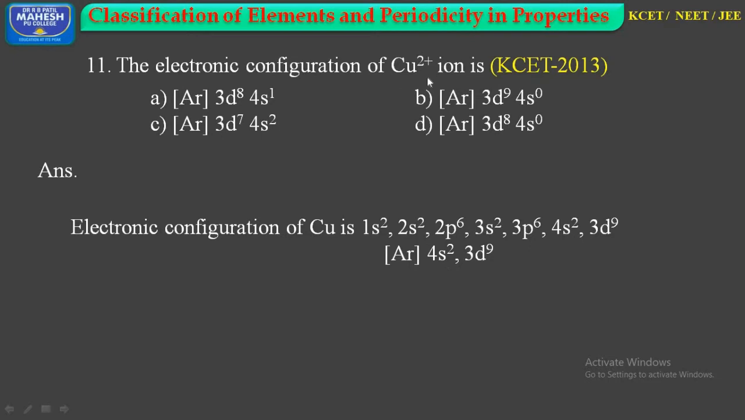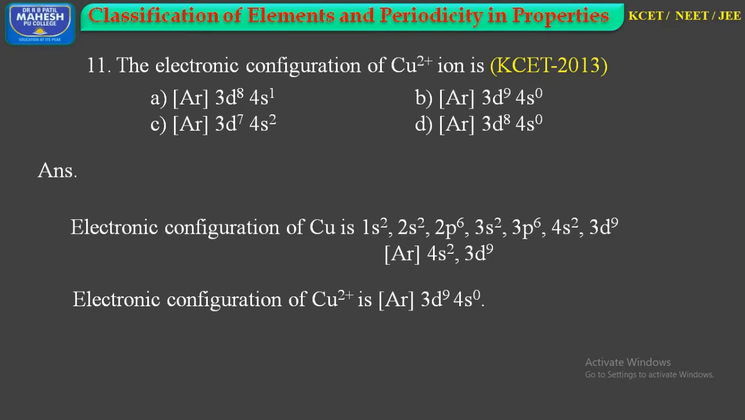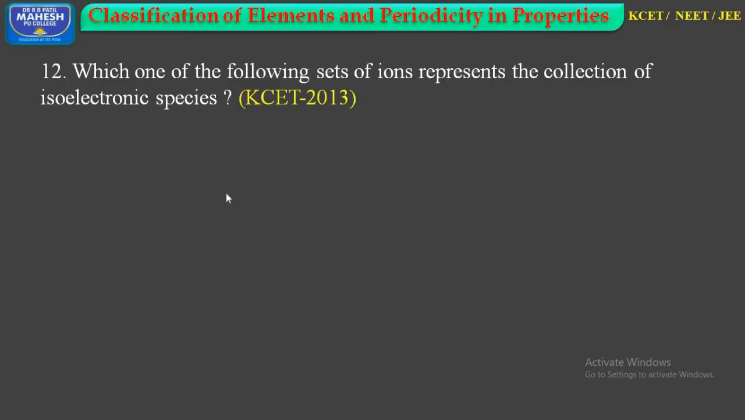For the formation of cupric ions, 2 electrons have to be removed. So the removal of electrons occurs from the 4s orbital. Both the electrons are removed. As a result, the cupric ion has the electronic configuration argon 3d9 4s0 by the removal of 2 electrons from the 4s orbital. So students, the right answer is option B with argon 3d9 4s0. Let's continue to the next question.